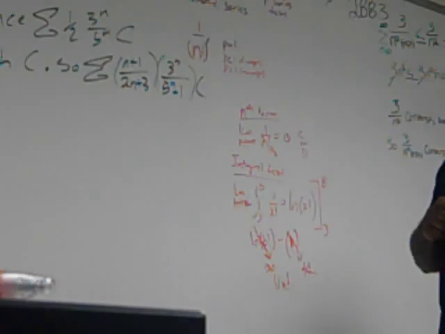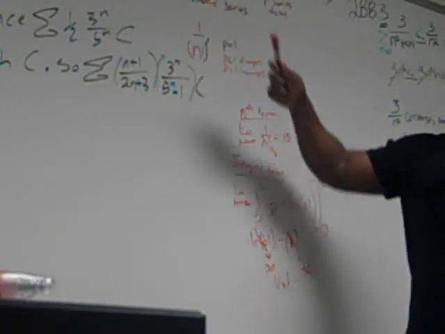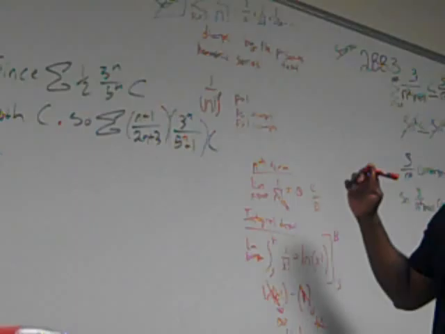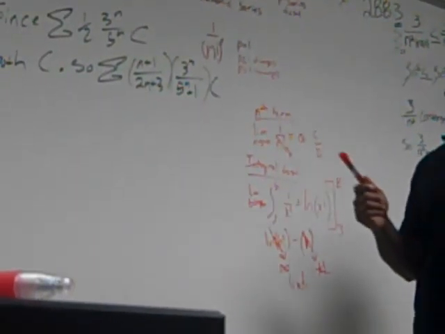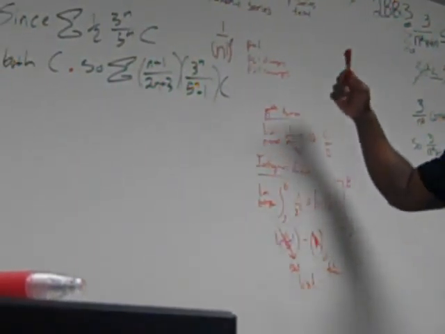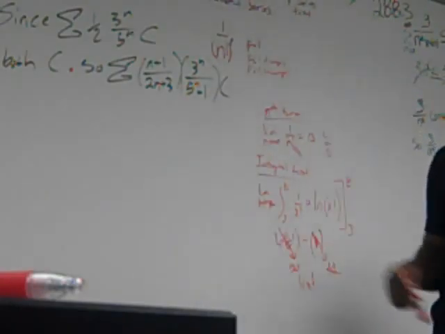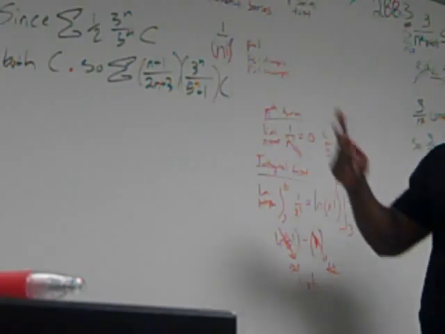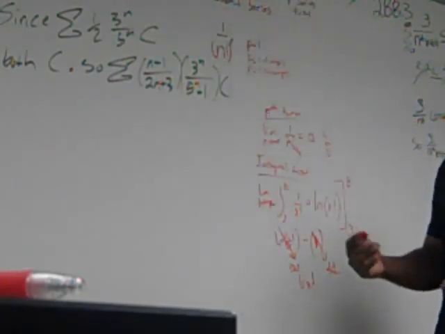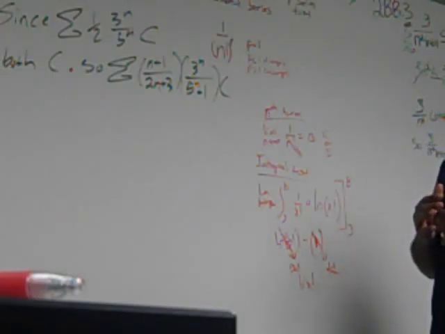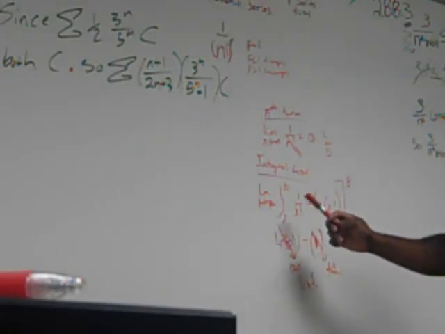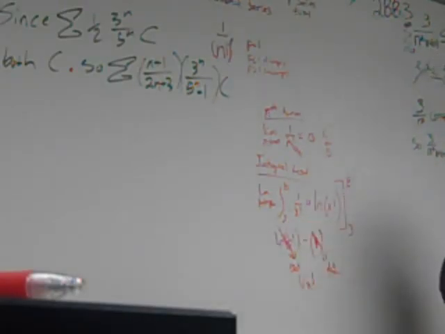Basically, I tried to use the M-test, and if you take the limit of this, it goes to 0, so that doesn't really tell you anything. And I tried the direct comparison test, but the only thing I could think of that would be bigger than this was 1 over n, and that doesn't tell you anything because that diverges too, and if it's bigger than this and it diverges, then that doesn't really help.